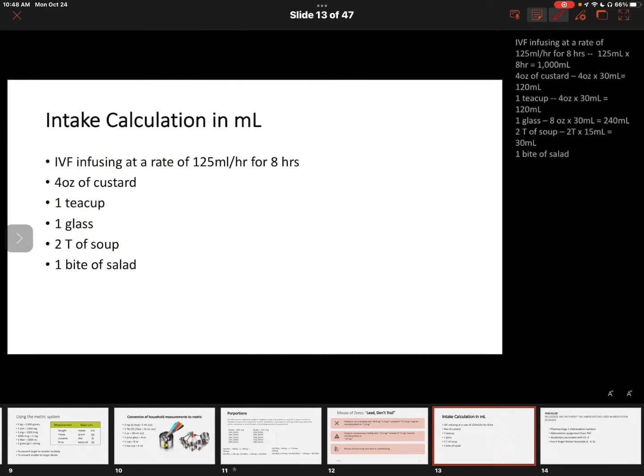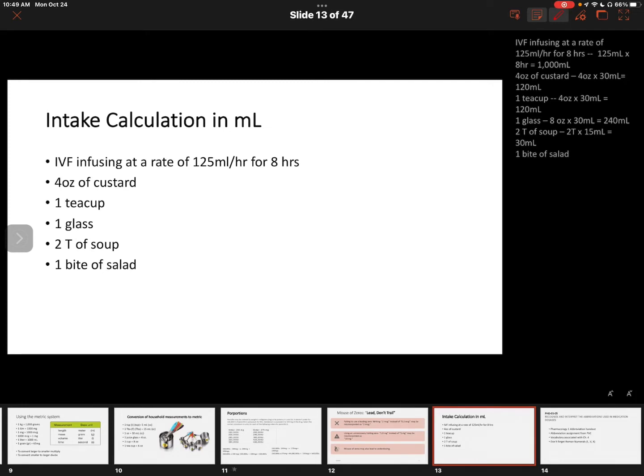If we needed to record an intake on a patient, here you can see on this slide that we have IV intravenous fluids, that's what IVF stands for, infusing at a rate of 125 milliliters an hour for 8 hours. 4 ounces of custard, 1 teacup, 1 glass, 2 tablespoons of soup, and 1 bite of salad.